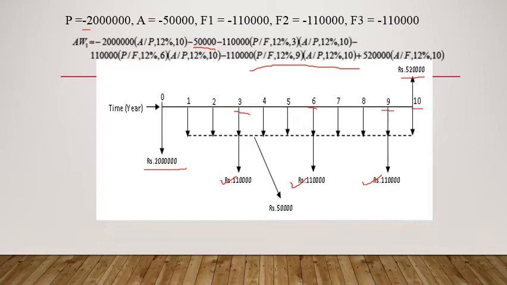Now just observe what happens to this 1,10,000. You have to be very careful here. See, now if I use, what is this 1,10,000? It is F. If I use the factor A by F comma 12 comma 10, that is the common mistake most of the students do.